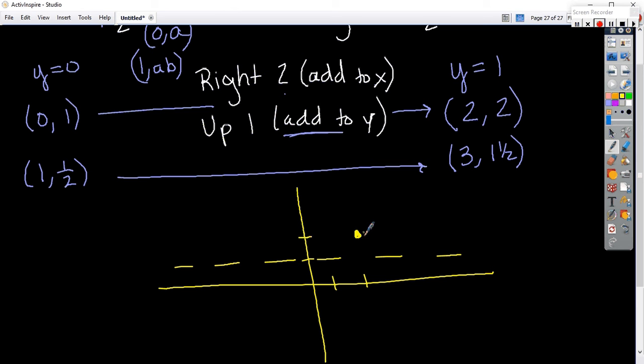Two, 2. 3, 1.5. There's only one way to connect these so that they hug the asymptote. Just like that. What's the domain? How about the range?